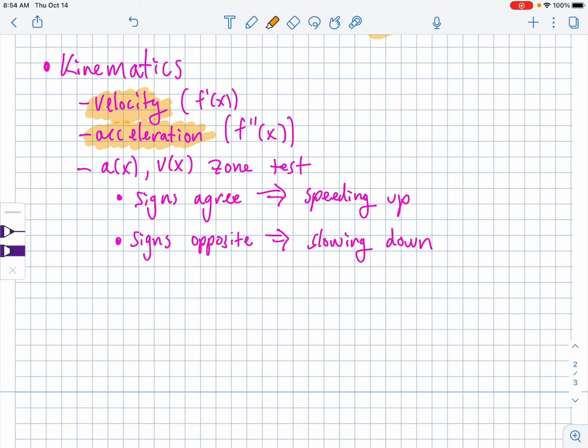Remember that you find the zeros from the velocity equation and the acceleration equation, and you do a big zone test: pick points in between the zones from those zeros from acceleration and velocity, and then put them into both of these. It's like a double zone test, acceleration and velocity. If the signs agree, like plus plus or minus minus, that means it's speeding up the particle. It's usually a particle problem. If they don't agree, that means it's slowing down.